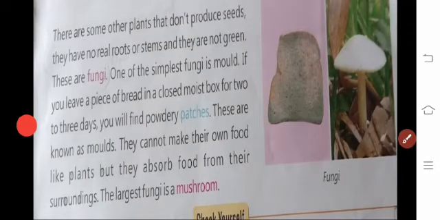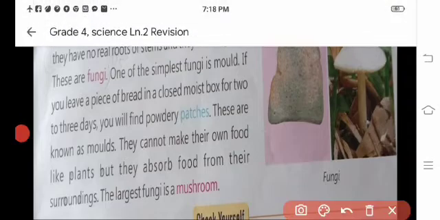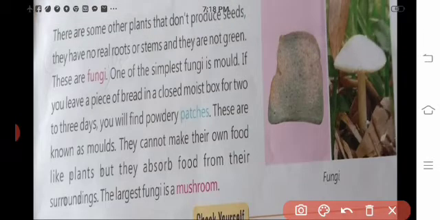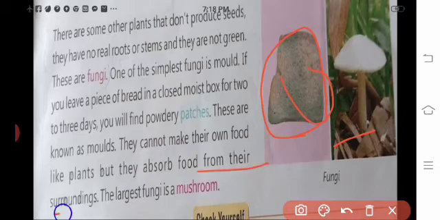Okay, next we can see the fungi. Fungi means, what is that? There are some other plants that don't produce seeds. They have no real roots or stems, and they are not green. These are fungi. One of the simplest fungi is mold. They cannot make their own food like plants, but they absorb food from their surroundings. The largest fungi is a mushroom.